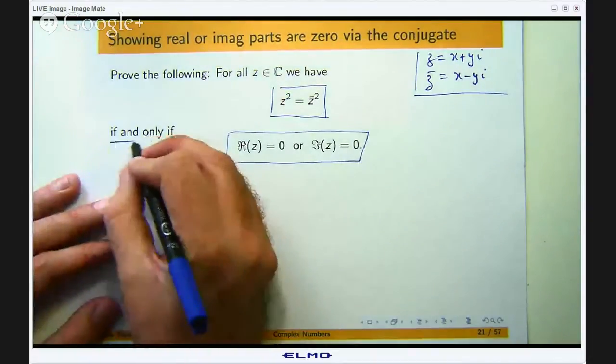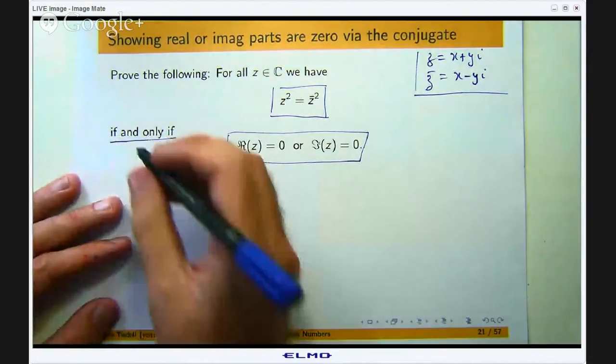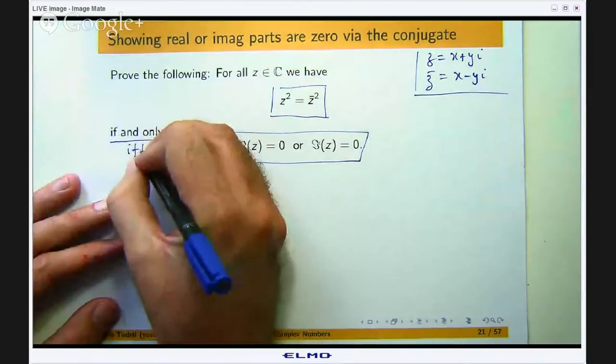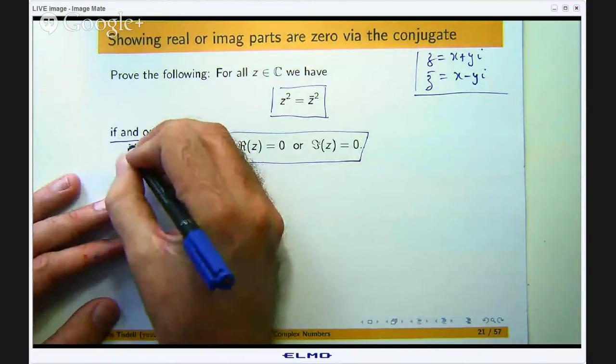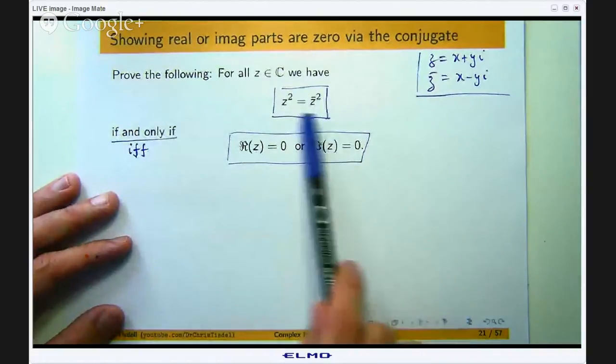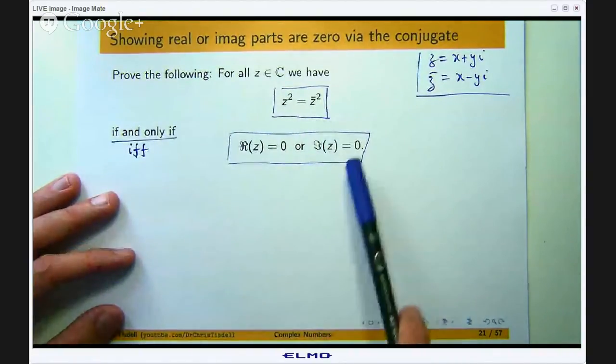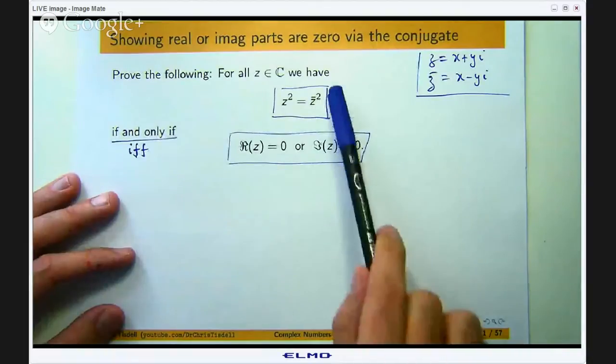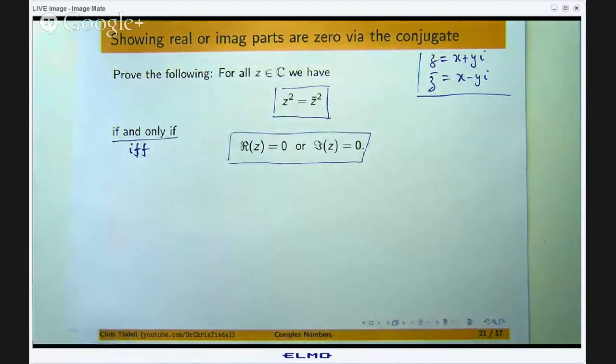Now this if and only if, this phrase, is sometimes abbreviated to iff. What it means is, if that's true, then that's true. And if that's true, then that's true. That's what if and only if really means.